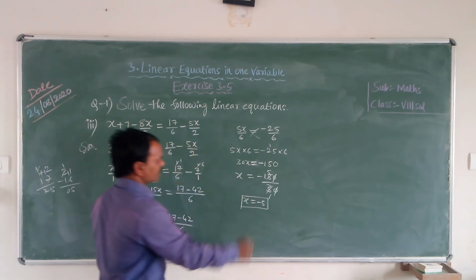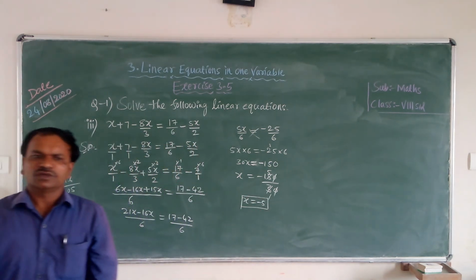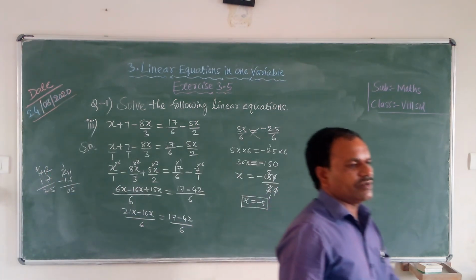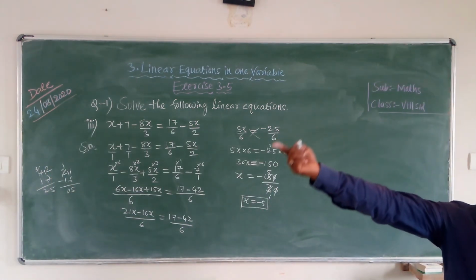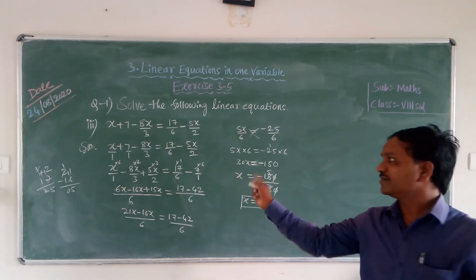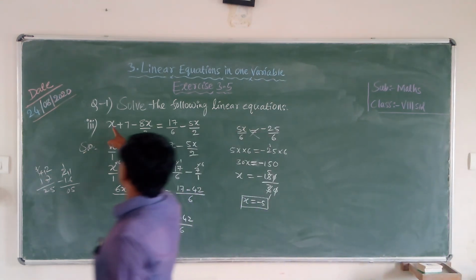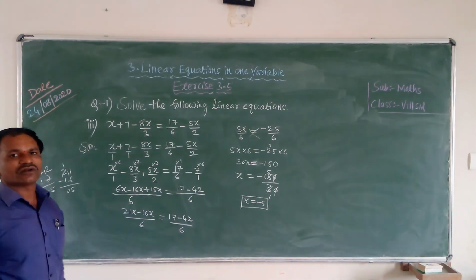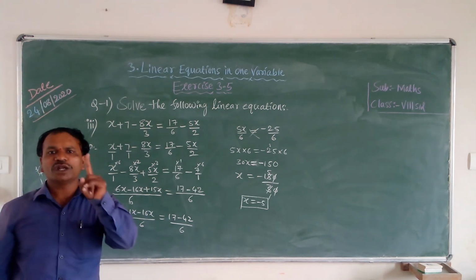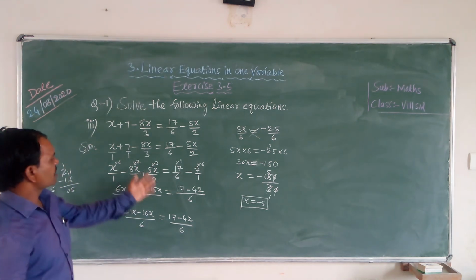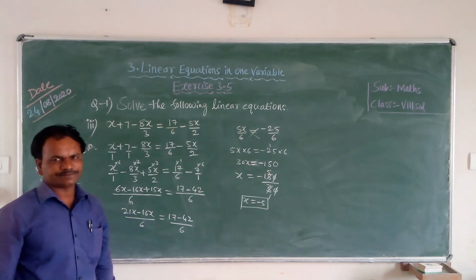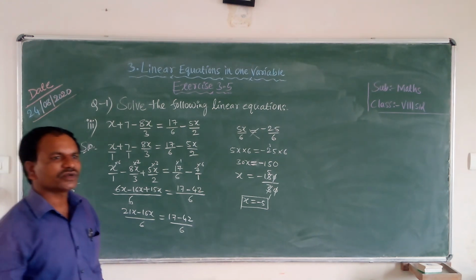My dear students, like this we have to do linear equations in one variable. So one variable means what? Only one, x. Y is not coming. Two variables are not there. Only one variable is there. So like this we have to do the problem. Do you understand, my dear students?